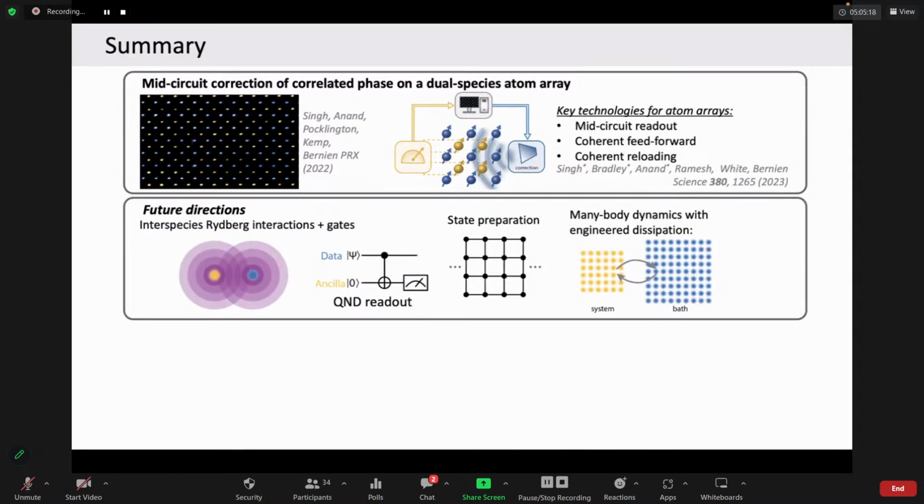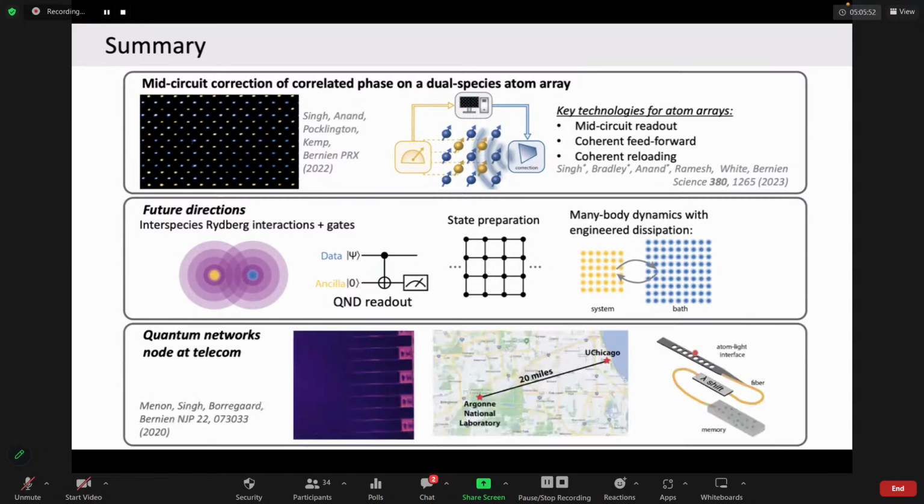And here the prospect is really exciting, where we now want to combine these interactions with readout. So we could correlate the state of a data qubit with our ancilla atom by first performing a gate and then reading out the ancilla atom without disturbing the data atom unnecessarily. And we have more interesting protocols also towards state preparation of cluster states, and also some ideas on engineered dissipation, where you basically use one species to cause dissipation in interesting ways on the other species.